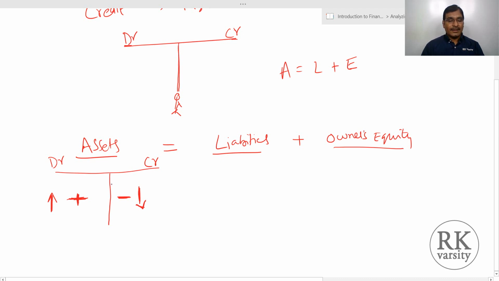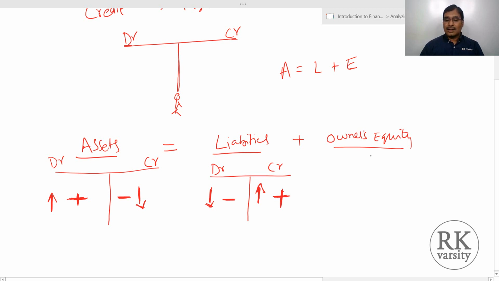And the mirror effect of this is your liabilities and owner's equity. Here also we have the same debit and credit. I am saying mirror effect: when assets increase, we debit it. When liabilities increase, we credit it, and when liabilities decrease, we debit it. We debit it in the sense that we write on the debit side.